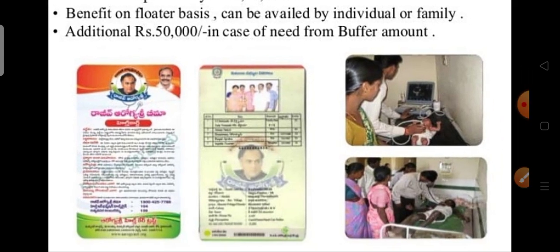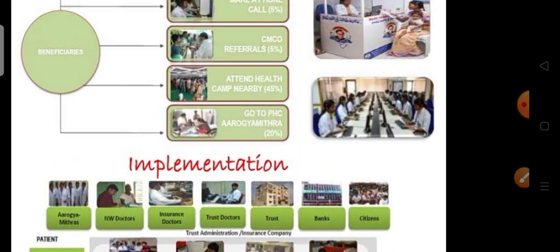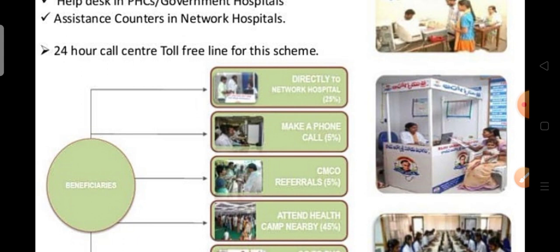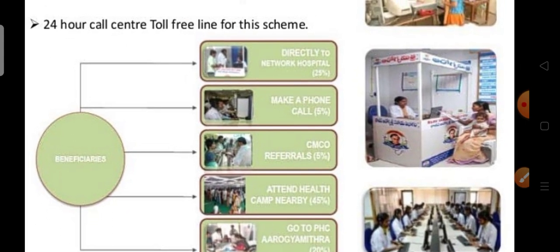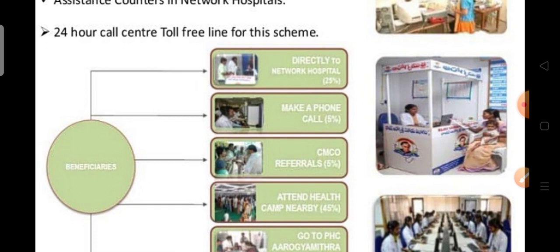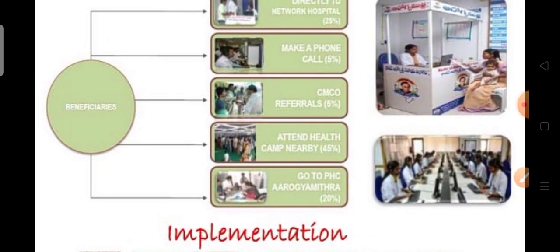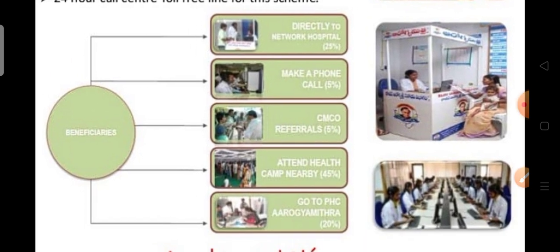Patient facilities and beneficiary choice. Arogya Mitra help desk: if you want any facilities or any information, you may go through the Arogya Mitra, who is available in government hospitals. Help desk at PHC and government hospital, assistance counters in network hospitals, and a 24-hour call center toll free line for this scheme. Beneficiaries can go directly to network hospitals, make a phone call, CMCO and referrals, attend a health camp nearby, or go to the PHC Arogya Mitra. Percentages have been given like this.